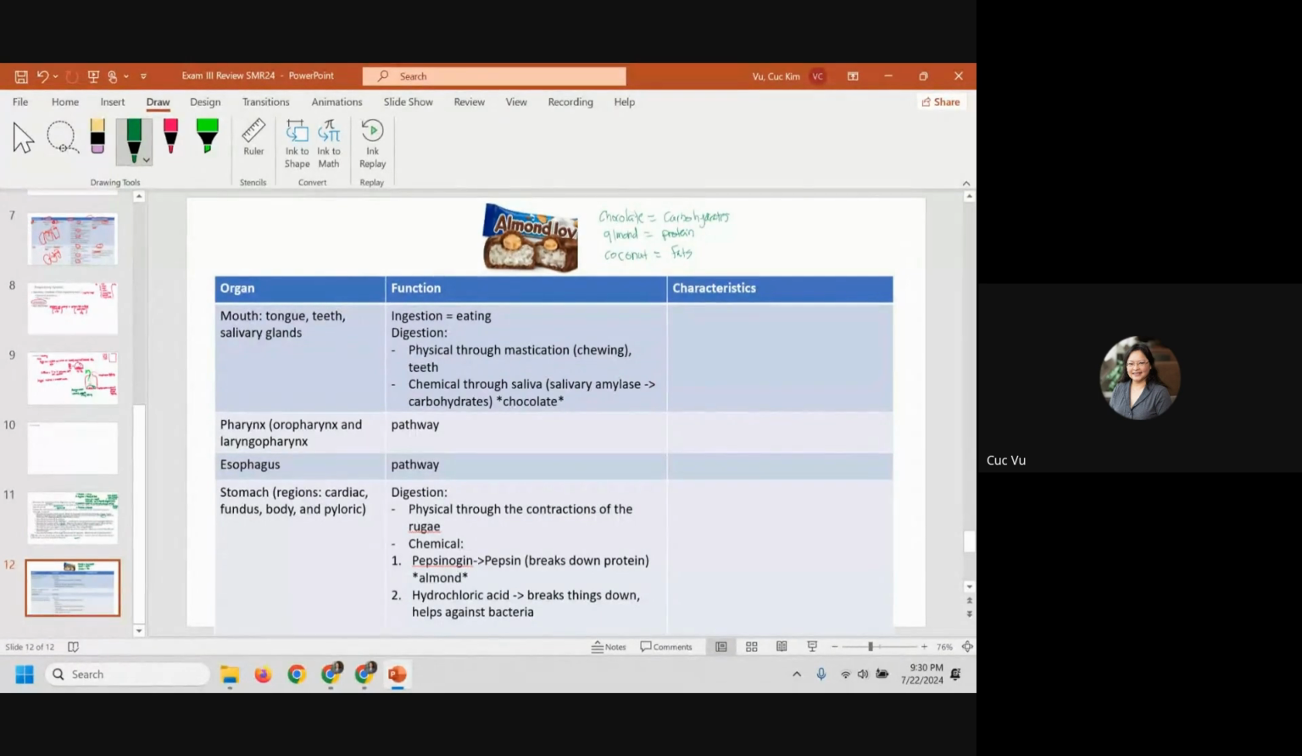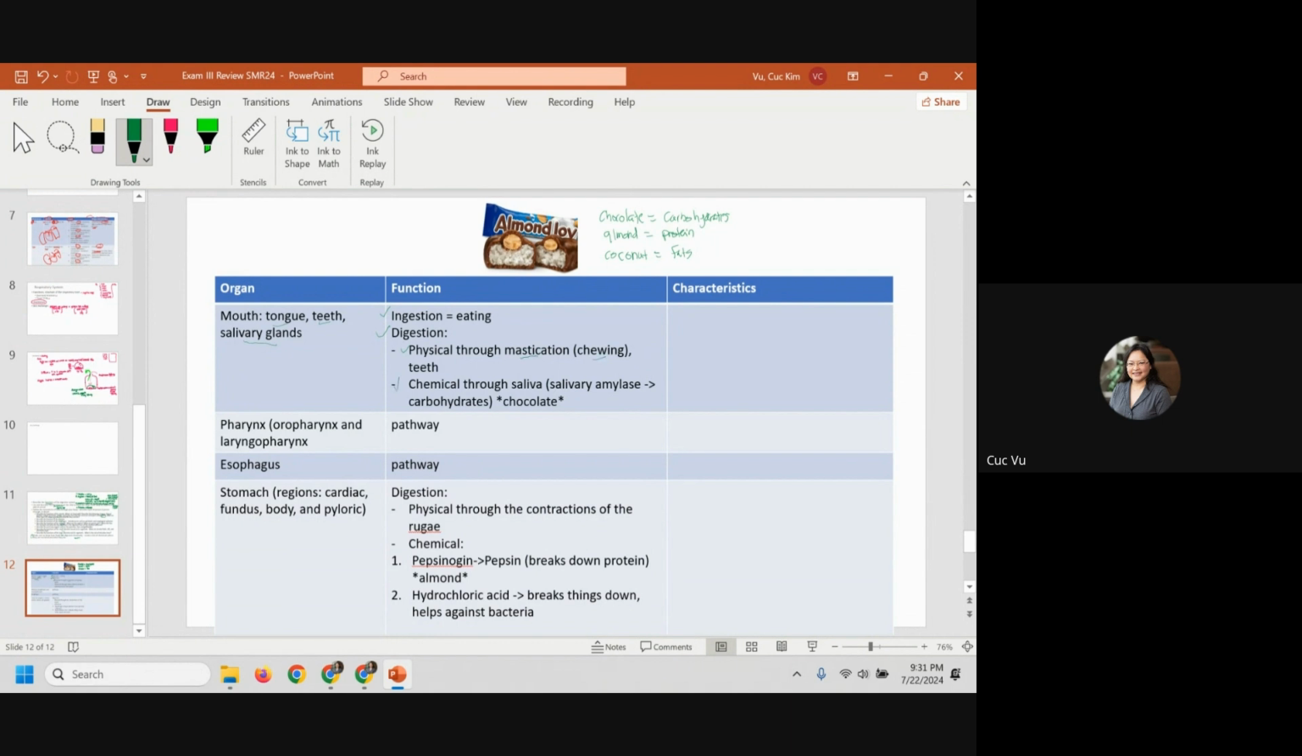Okay. Anyways, so follow it through and we'll go through it together and we're going to identify what is broken down by what. Okay. So we'll start in the mouth. You have the tongue, the teeth, the salivary glands. In terms of function, it allows for ingestion and digestion. Whenever we talk about digestion, you have to tell me, is it physical, is it chemical, is it both? In here, it's both. So it's physical digestion through mastication, so chewing.